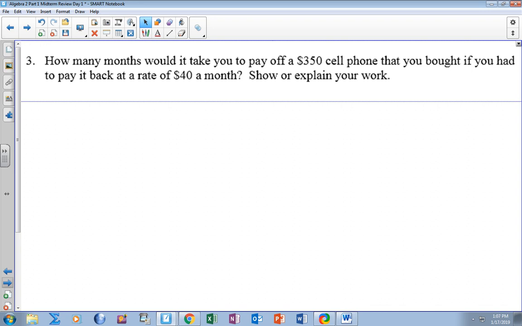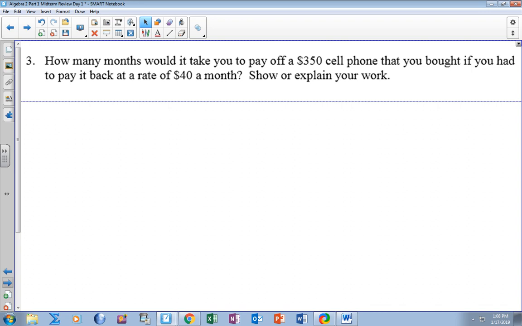Without writing an equation. Divide. Exactly. You would just divide. 350 divided by 40, and that gives you what? 8.75. Yeah, 8.75, exactly. So then if it takes you 8 3/4 of a month, how many months will it take you before you have enough money to pay me off? 9 months. Yeah, so even though you have the money before the 9th month, it would take you 9 months, right, to pay me off. So that's the answer you'd look for on the test.